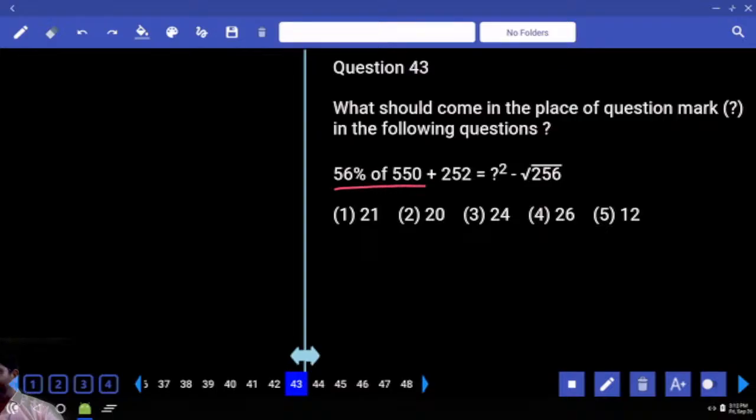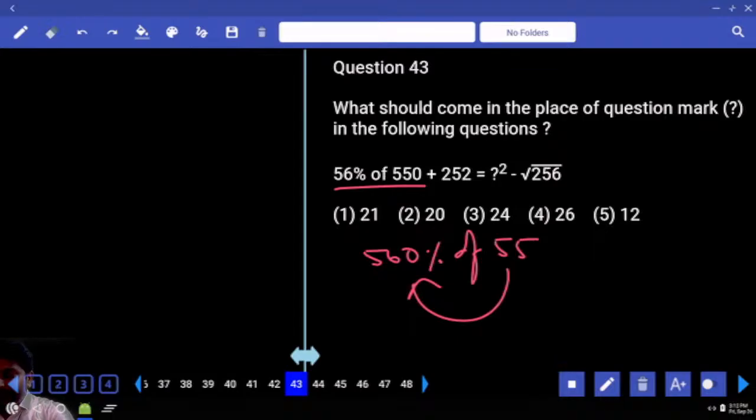56% of 550, 560% of 55, 55% of 560, one and the same. Agreed or not? Because 56% takes time to calculate for me, so I don't want to do that. Instead, I'll calculate 55% of 560. What is 50% of 560? 280. Remove 0. 280, 28.